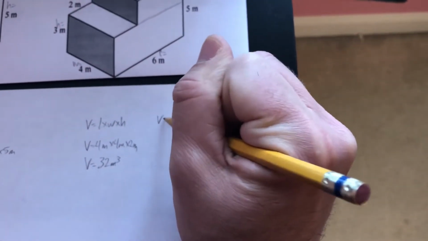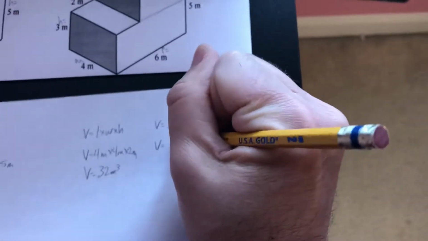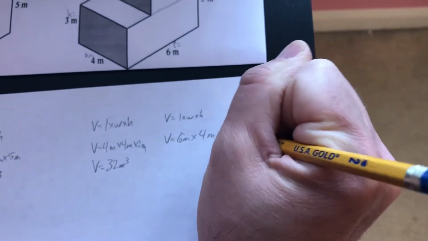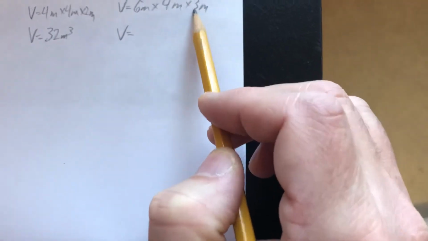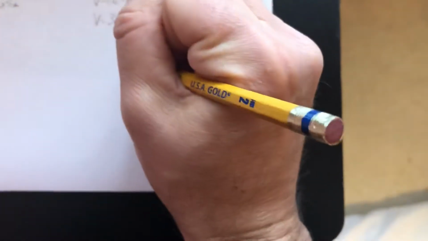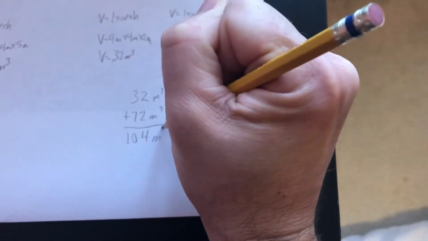So volume equals length times width times height. So 6 meters by 4 meters by 3 meters. Okay, so for this one, I'm going to do 4 times 3 equals 12 first of all. Times 6 equals 72 cubic meters. Okay, so I can't forget to add them together to find the total volume. 32 cubic meters plus 72 cubic meters gives me a total of 104 cubic meters.